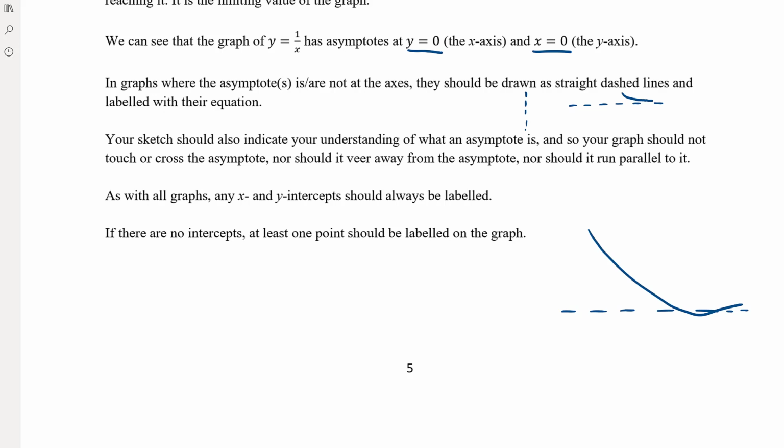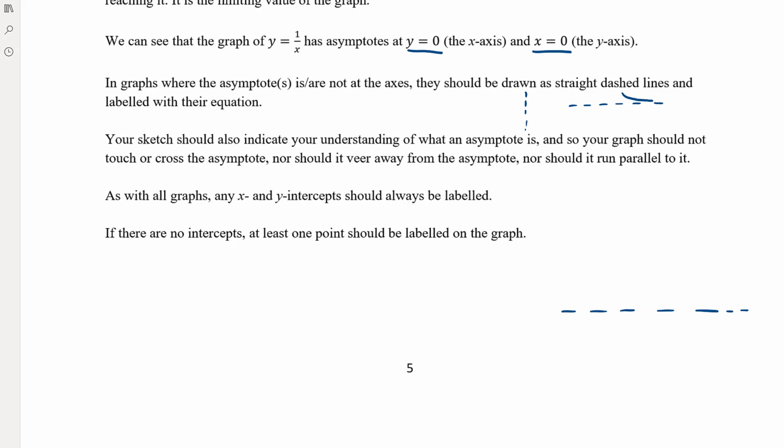Now, it's possible for graphs to cross asymptotes, because you can have something, for example, where the graph is asymptoting out this way, but we're not dealing with that for now. But certainly where you're heading off out into the area where your graph is getting closer and closer to the line, you shouldn't be veering towards it or touching it. The other thing you need to be careful of is that your graph shouldn't be parallel to the asymptote, because it needs to continue to approach it. And the last thing is obviously that your graph shouldn't be veering away from the asymptote at any point. Okay, it's really important that your graph shape reflects your understanding of what an asymptote is.